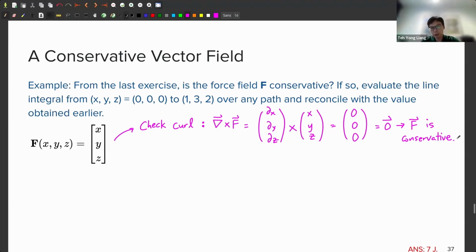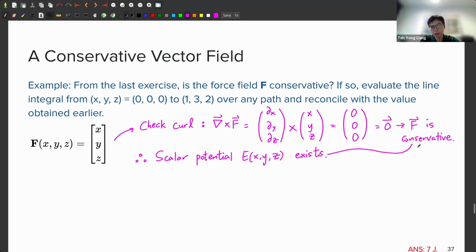Once F is conservative, it means that F is a gradient field already. It's a gradient vector. Now we are supposed to evaluate the line integral over any path. What does that mean? That means we need the scalar potential. Since F is conservative, there is a scalar potential, the function that you differentiate to get this gradient vector F, exists.